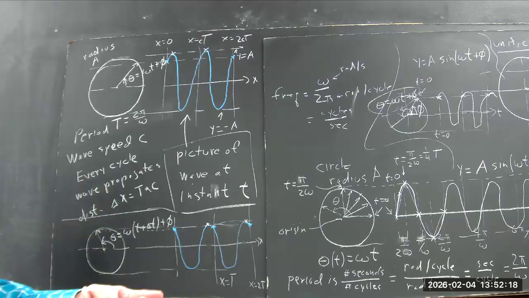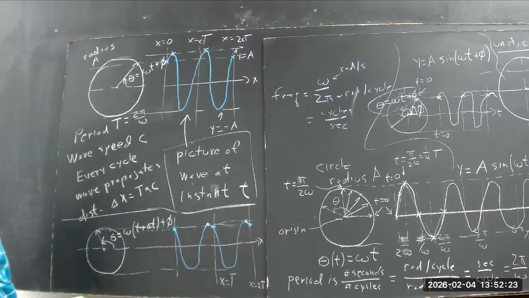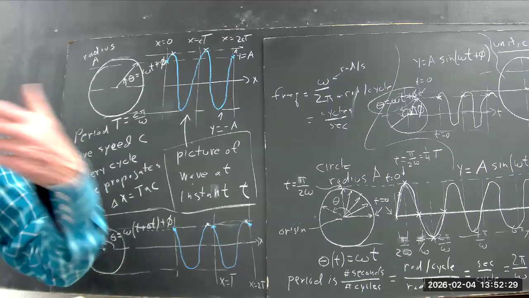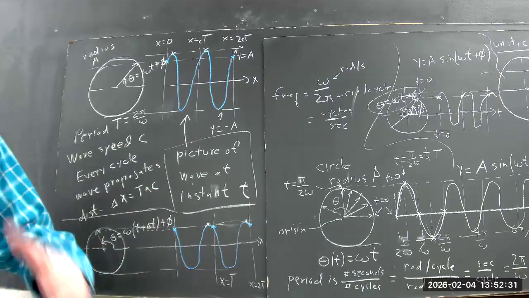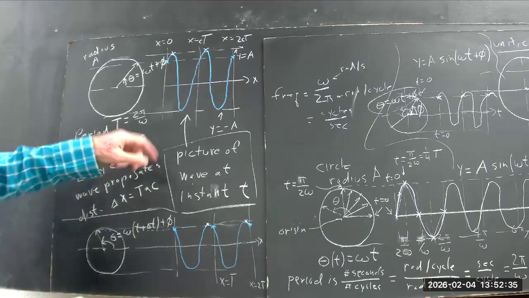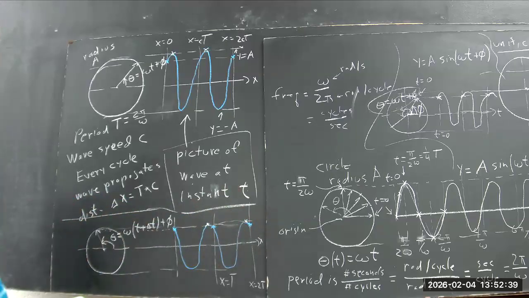Now, has it shifted to the right or to the left? It shifted to the left because the peaks are occurring earlier. Okay, peaks are occurring earlier. So this is a model of the wave traveling to the left.